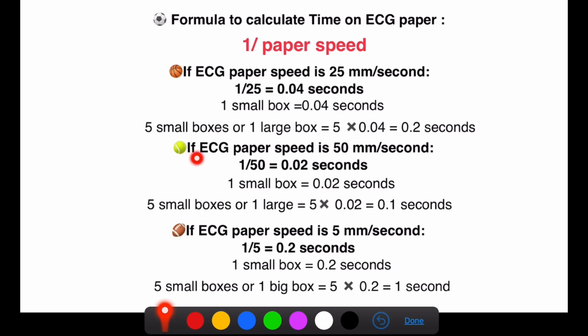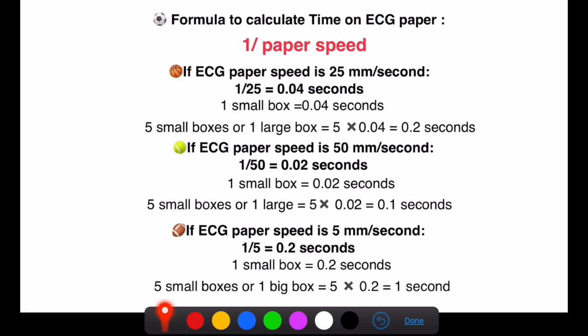But if the ECG paper speed is 50 mm per second, then 1 divided by 50 is equal to 0.02 seconds. So one small box will be equal to 0.02 seconds and 5 small boxes will be equal to 0.1 second. On the other hand, if ECG paper speed is 5 mm per second, then 1 divided by 5 is equal to 0.2 seconds. So one small box will be equal to 0.2 seconds and 5 small boxes will be equal to 1 second.